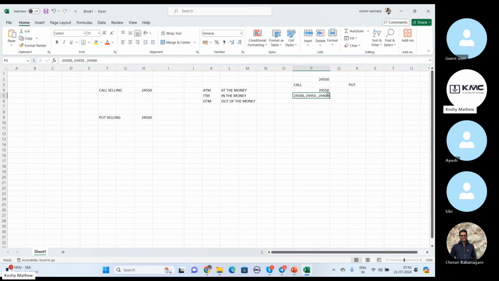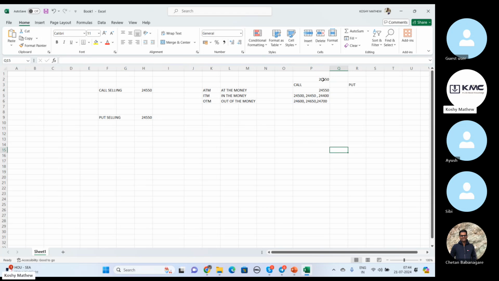For example, if it's 24,530, we'll put it as 24,550 or 500. So we took a strike price of 24,550 at this point of time. At the money, 24,550. In the money means anything inside 24,550, like 24,500, 24,450, 24,400, 24,350. If you go a little deep, it's called deep in the money. What is out of the money? Out of the money is anything above 24,550, like 24,600 or 24,650 or 24,700.